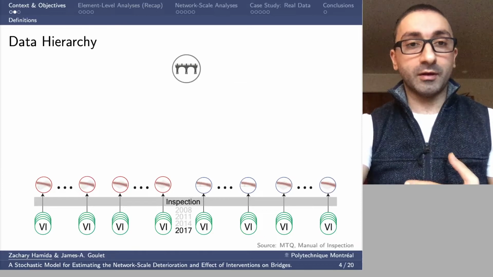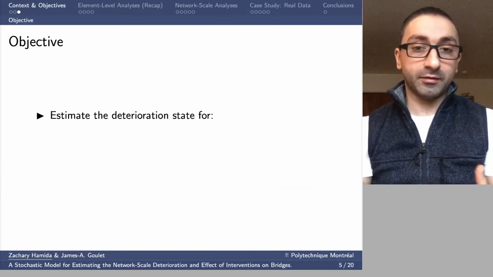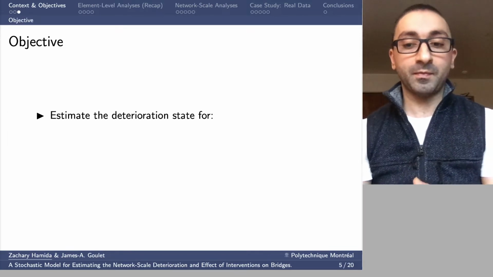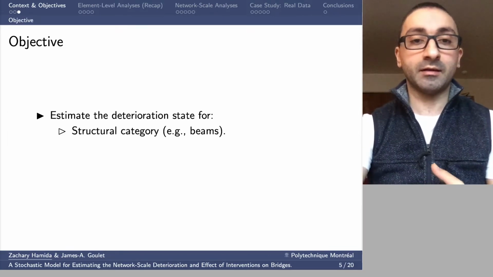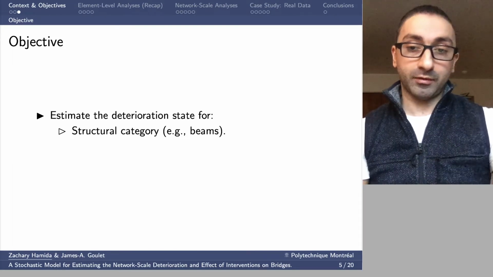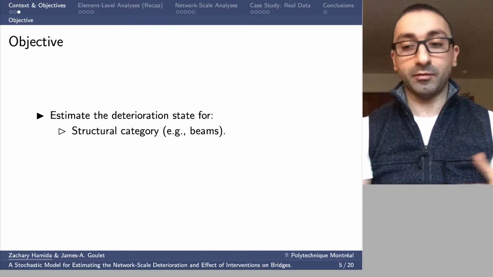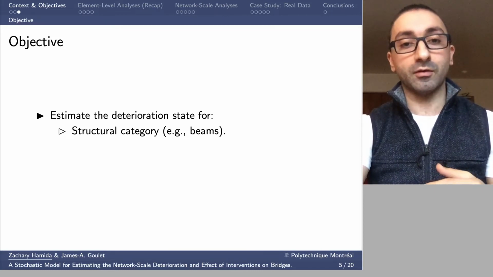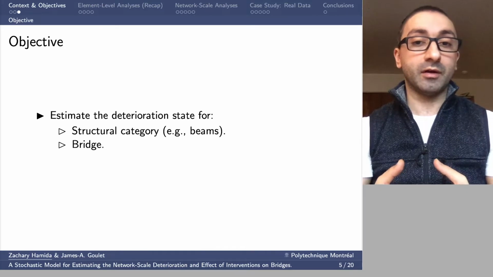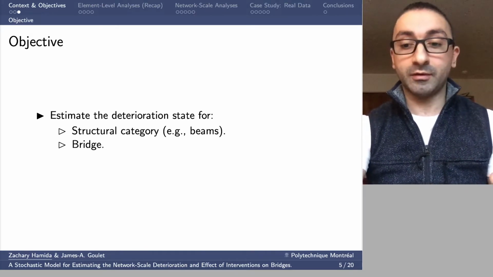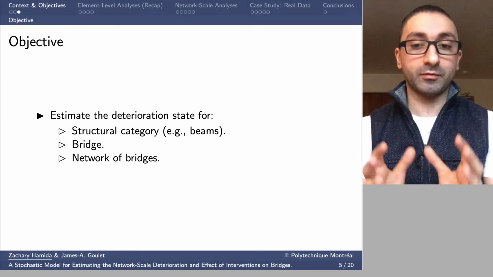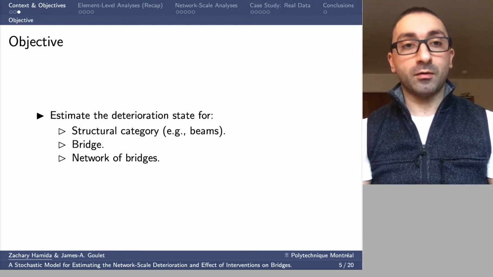Now, our objective in this study is really simple. We want to extend these deterioration state estimates beyond structural elements to get the deterioration states for the structural category, as we saw earlier, for example, for the beams or the slabs, and so on. And we also even want to extend it further to get the overall deterioration state for a bridge, and even for a network of bridges. So this is the main objective of this research work.